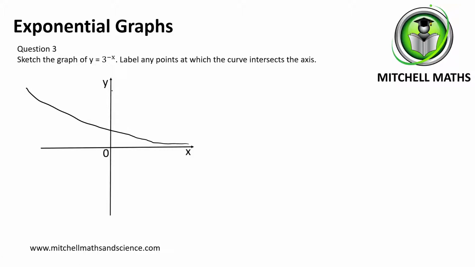And the point where it crosses is where 3 is to the power of minus 0. But it doesn't matter if it's minus 0, it's 0. So it'll be 1. The point where it intersects the y-axis is (0, 1).